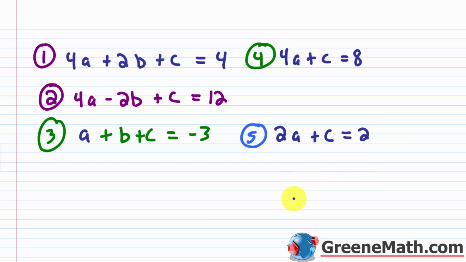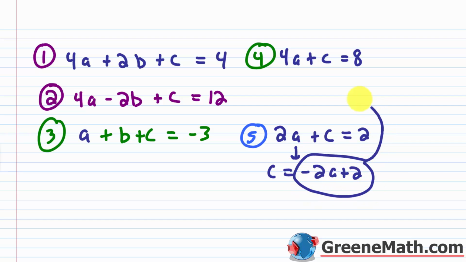So we can just use substitution here. I know that I can solve this for c. I say c is equal to, subtract 2a away from each side, so negative 2a plus 2, and then plug this in for c here. Okay, that's all I'm going to do. Plugging this in, because c is equal to this, in there.